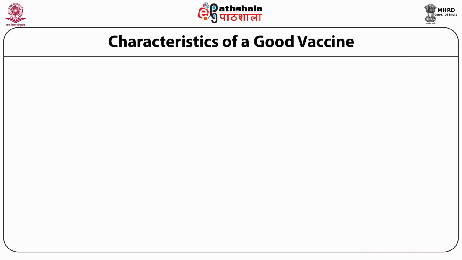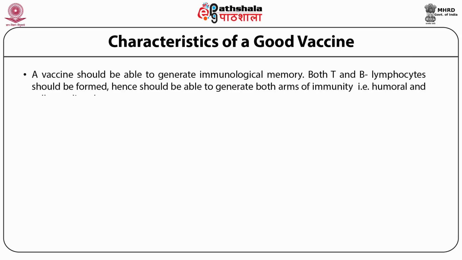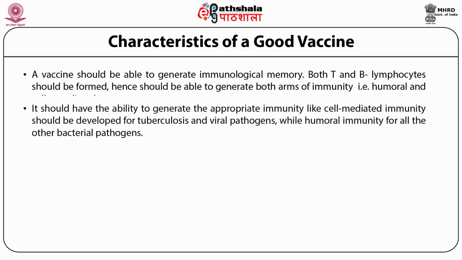The characteristics of a good vaccine involve: one, a vaccine should be able to generate immunological memory. Both T and B lymphocytes should be formed, hence it should be able to generate both arms of immunity, that is, humoral as well as cell-mediated immunity. Second, it should have the ability to generate the appropriate immunity, like cell-mediated immunity should be developed for tuberculosis and viral pathogens, while humoral immunity for all the other bacterial pathogens.